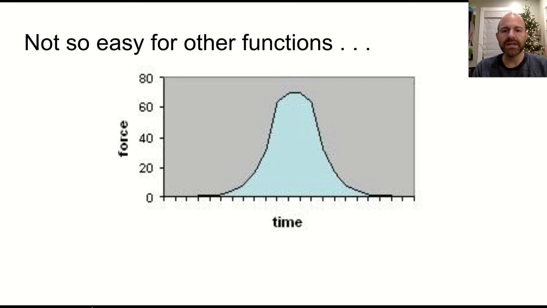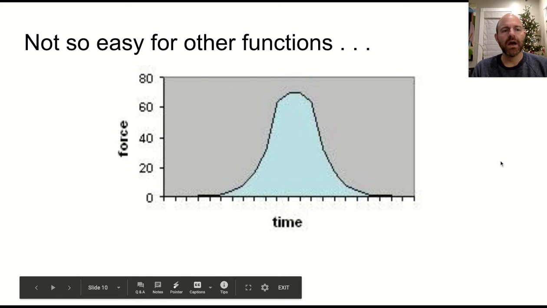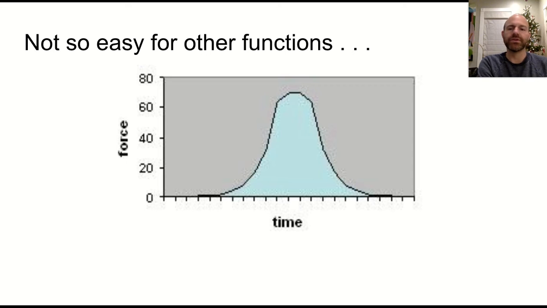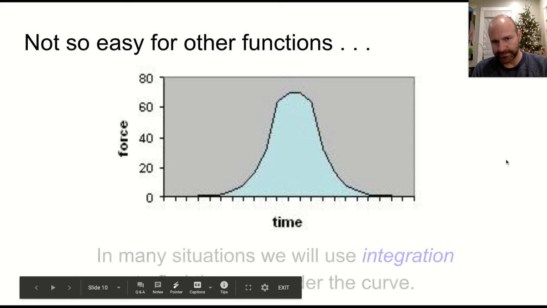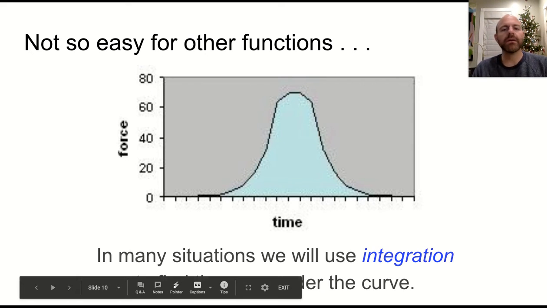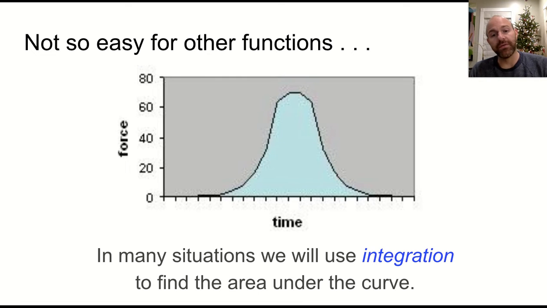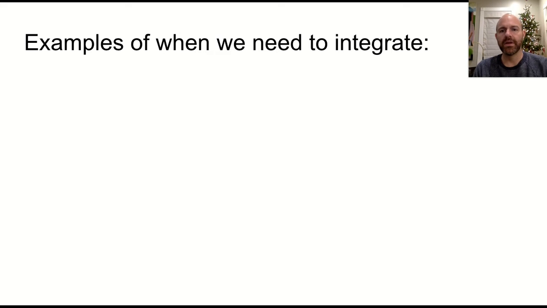But when a function is a different shape, you could break it into little geometric shapes to try to approximate it. And in fact, oftentimes that's what we do for numerical integration if we don't have an exact function. But if we know the function of that curve, there's an easier way to do it, and that is to use integration to find the area under that curve.